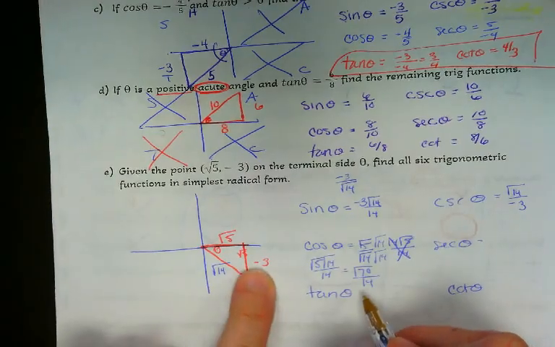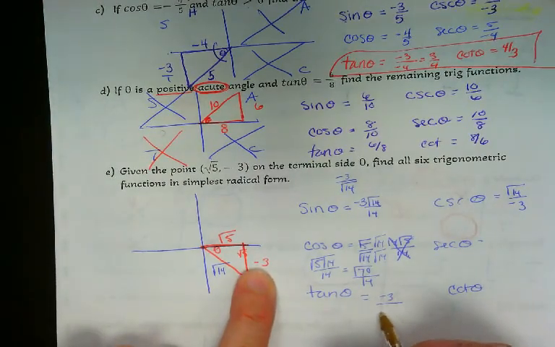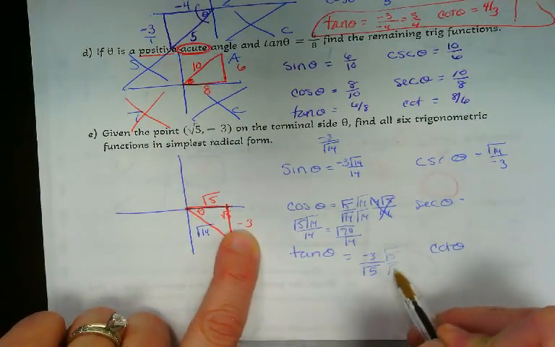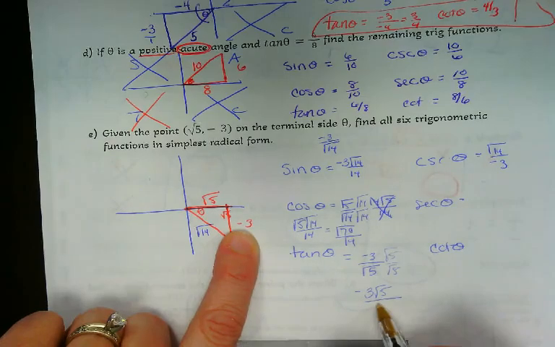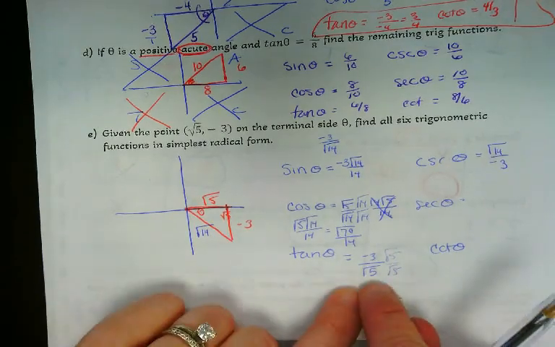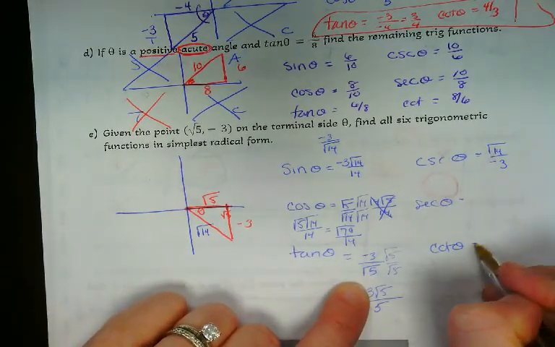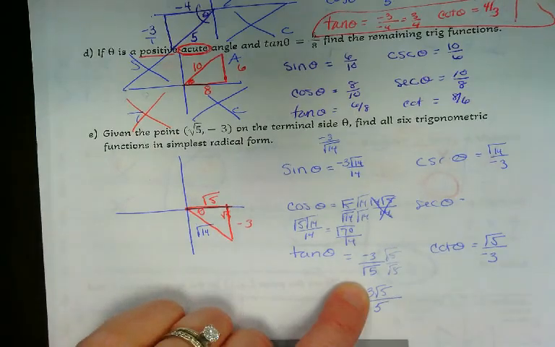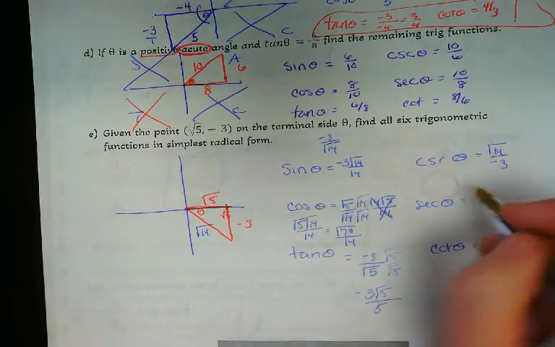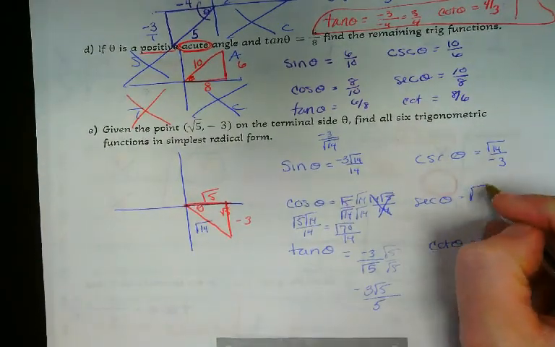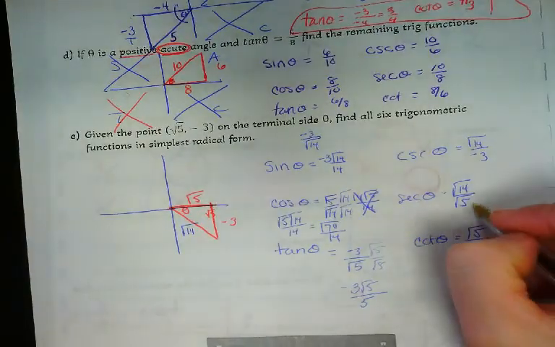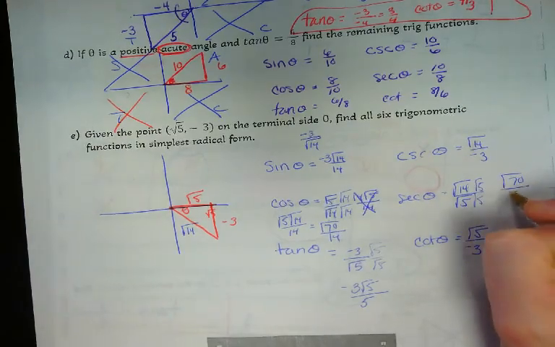Then tangent is opposite over adjacent, so I'm going to go negative 3 over root 5. So what am I going to multiply by? Root 5. So I'm going to say negative 3 root 5 over 5. Now when I do cotangent, I'm going to flip the first one I had, because that's just going to move this to the top and then I don't have to rationalize. So I'm going to have root 5 over negative 3. What was my cosine? My cosine was root 5 over root 14, so I'm going to get root 14 over root 5. Now who do I have to multiply by? Root 5. Yes, you got it.